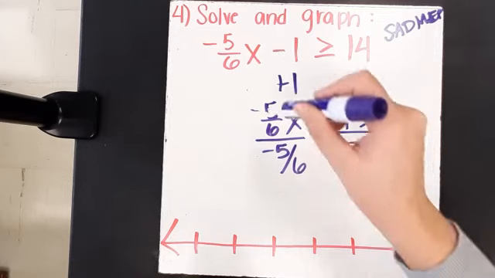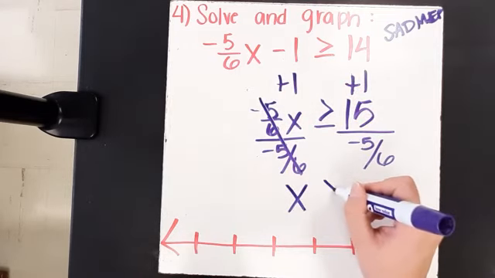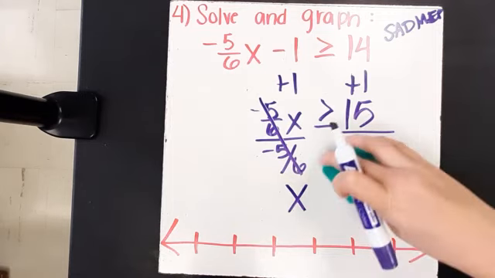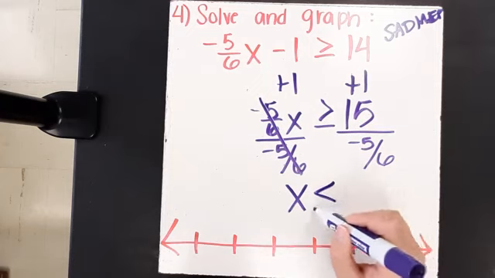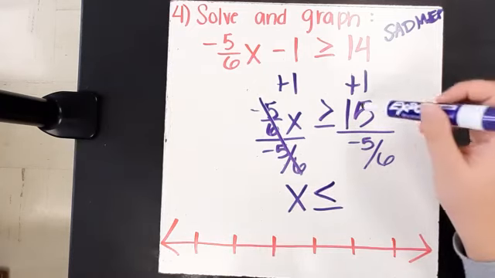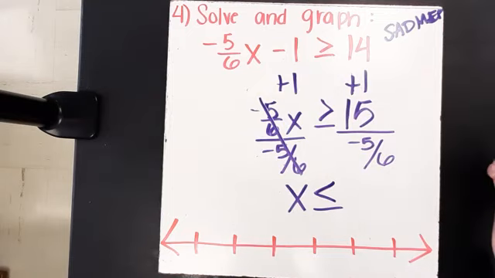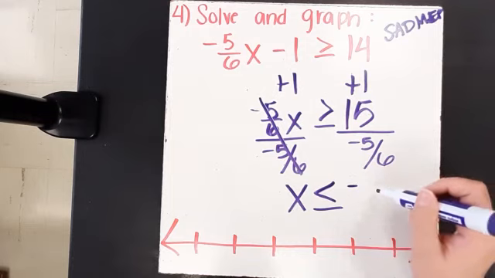On the left side, those cancel. That's doing the opposite. So x is, we got to be careful here. In this case, we just divided by a negative, so we have to flip our sign. So now x is less than or equal to, and over here, 15 divided by -5/6 gives you -18.